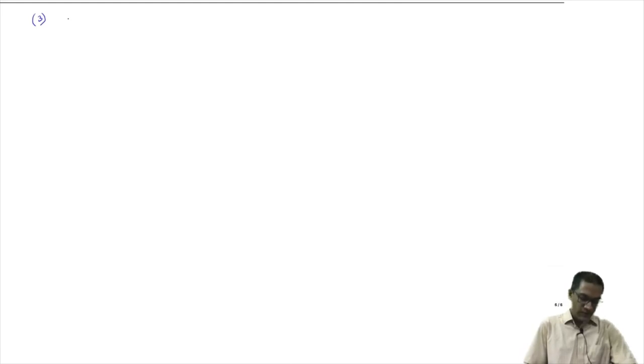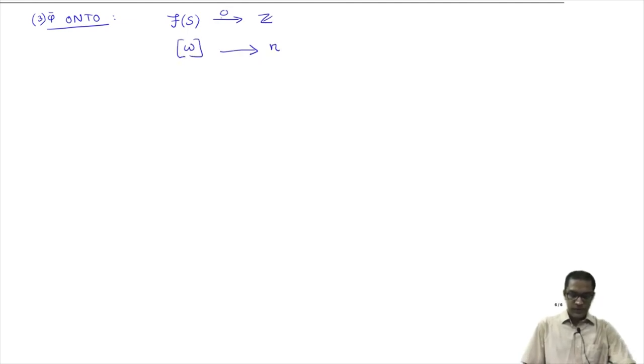So part 3 of the proof of isomorphism, I need to show that this map phi bar is onto. Okay, what does that mean? Recall phi bar was a map from F(S) to Z. Given any integer n, I must show that there is some pre-image, right? I must show that there is some word W whose equivalence class maps to n. Okay, so this is very easy to manufacture.